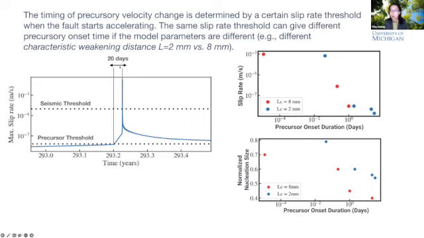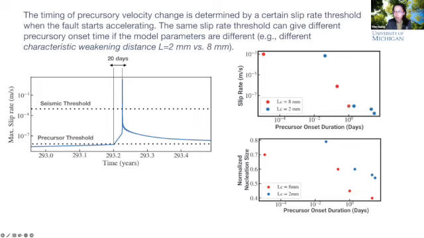And we also find that the same slip rate threshold can actually give very different precursory onset times. So we present here 2 different kinds of simulations based on L equal to 2 millimeters and L equal to 8 millimeters. When L is relatively small, a 10 to the minus 8 meter per second slip rate threshold can actually give a 20-day precursor.